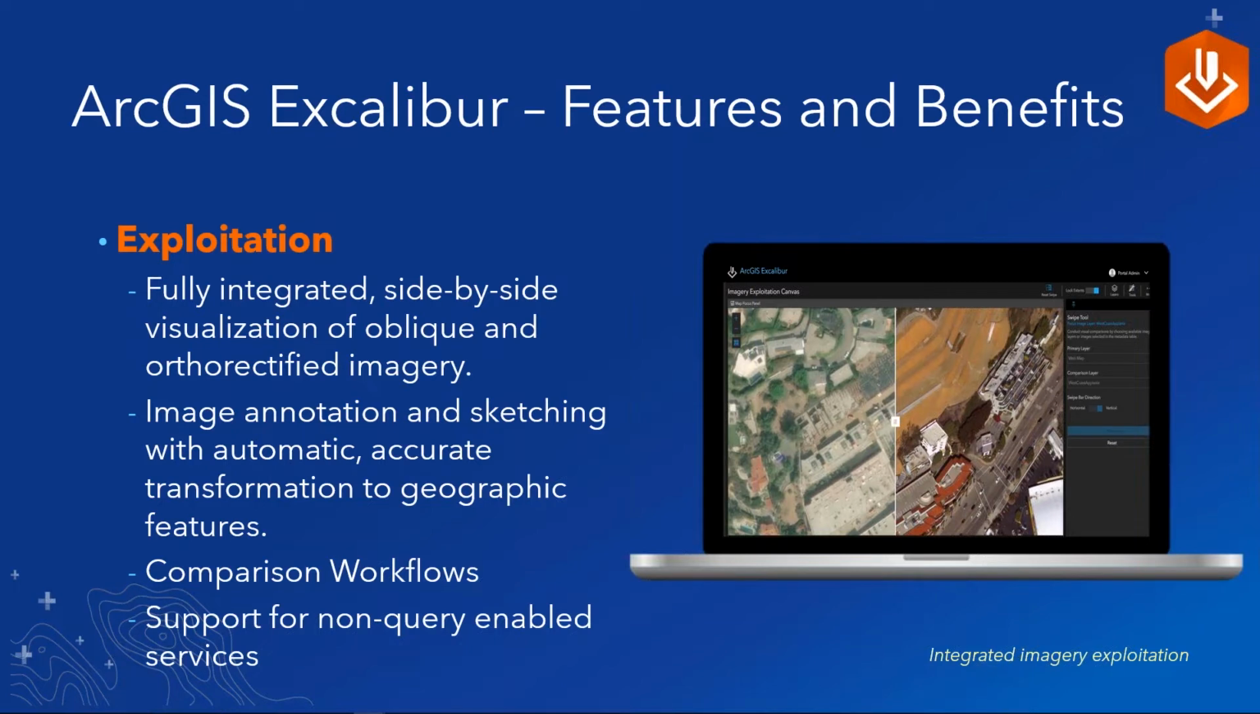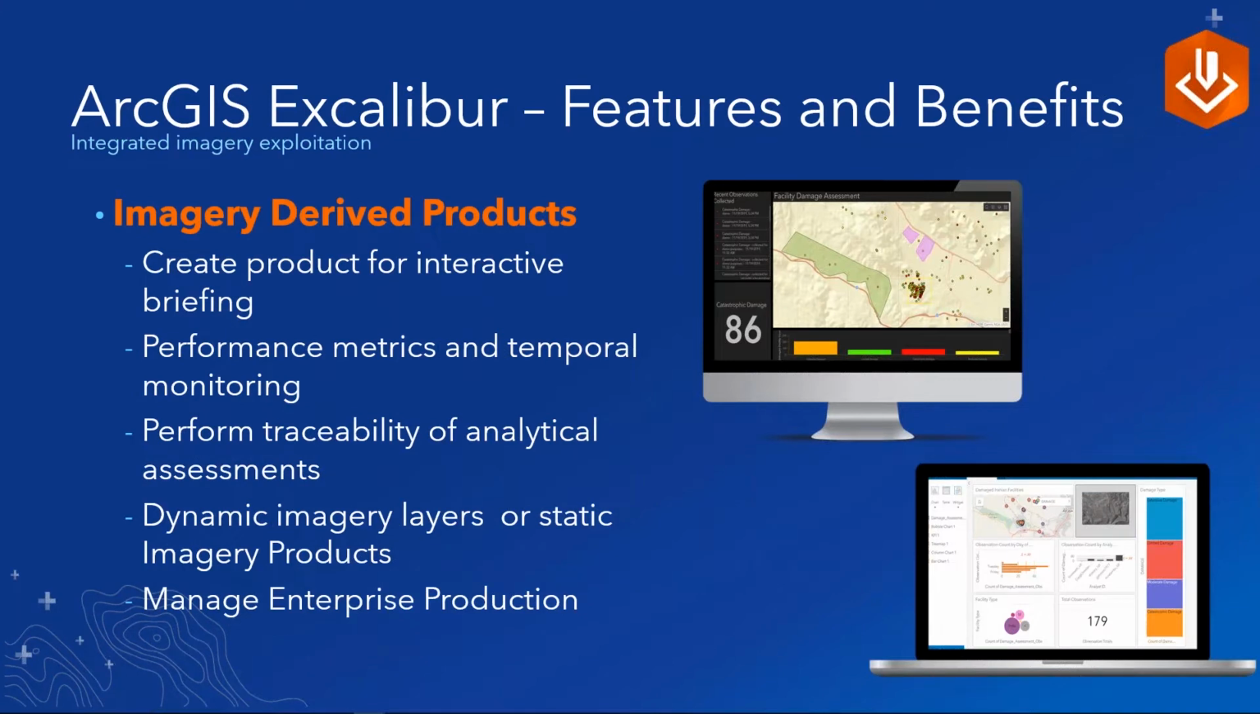It gives you some basic analysis function and exploitation capability, like ArcGIS Pro with the image analyst extension, the ability to view oblique imagery, both in the map space and image space, and provides tools for annotation and measurement as well. And then from the analysis in Excalibur, it allows you to create imagery-derived products. So you can create different briefings such as dashboards and story maps from these layers, and report on your findings from Excalibur.